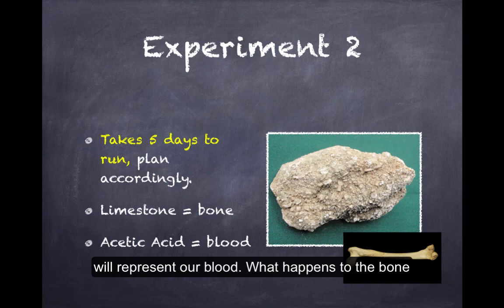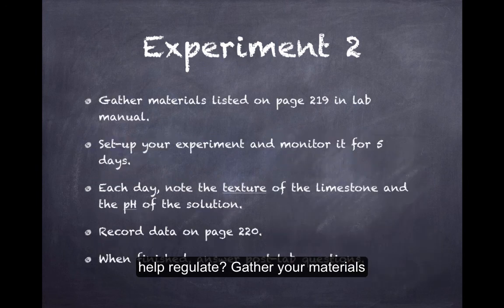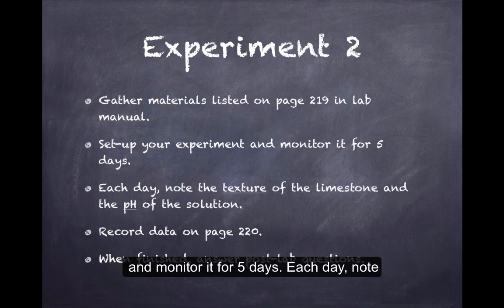What happens to the bone when you put it in the acetic acid? What does the bone help regulate? Gather your materials listed on page 219 in your lab manual. Set up your experiment and monitor it for 5 days.